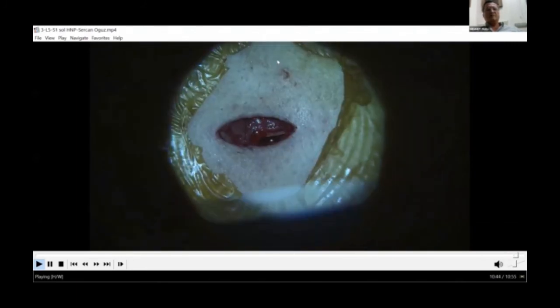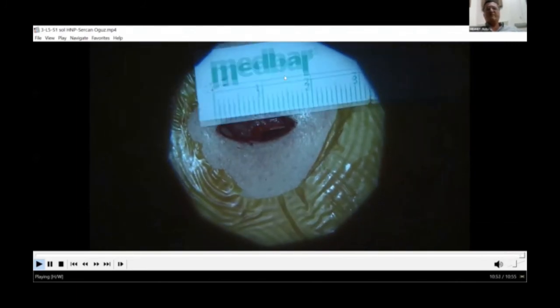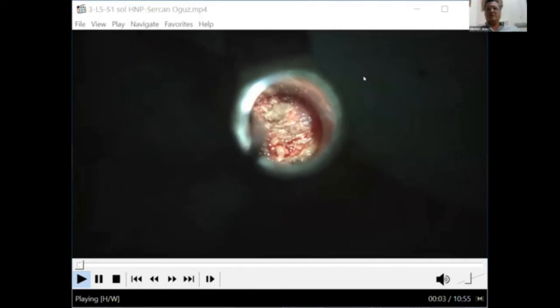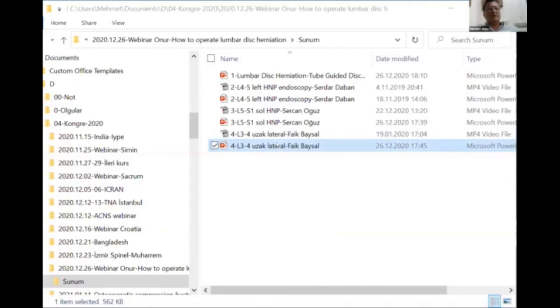And we remove it. Again, a 1.5 centimeter incision is enough for such an intervention. Then I have one more. Okay, far lateral disc herniation of a male patient. Here you can see L3-4 level. This is the disc herniation.